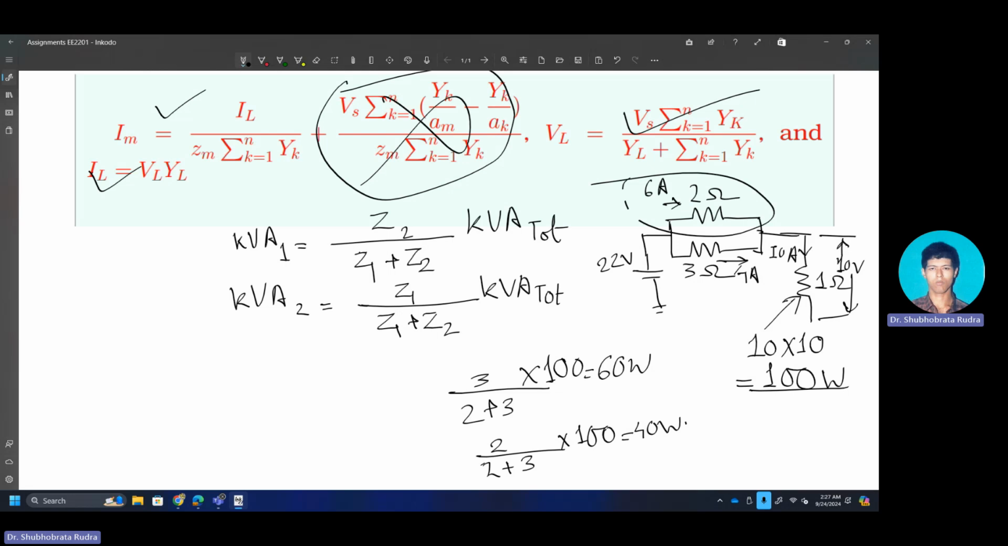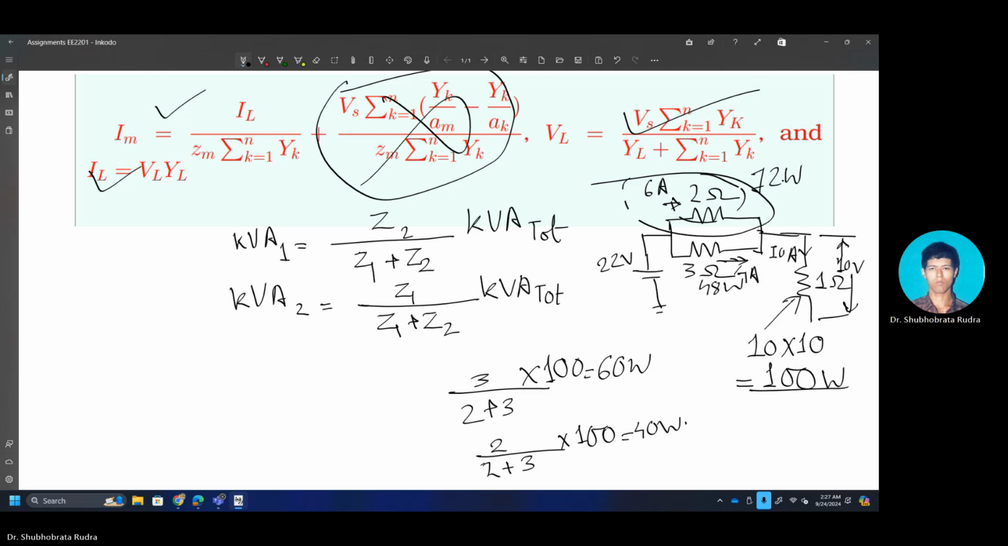Okay. Now, how much is the kind of wastage here in this 2 ohm? The wastage in the 2 ohm is 72 watt. And how much is the wastage here in the 3 ohm? It is 48 watt.